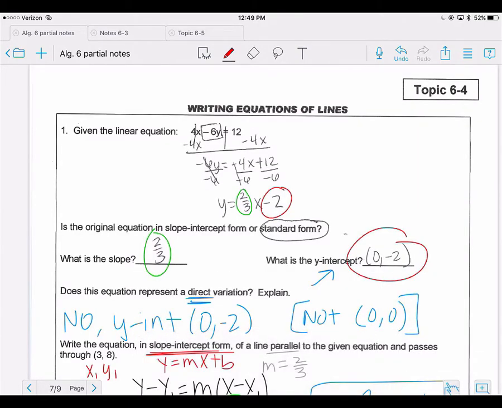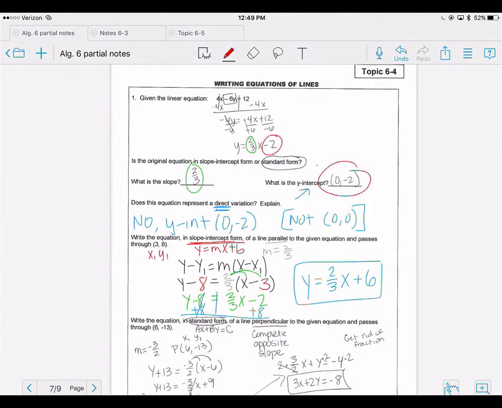That is all of our notes for 6.4. So make sure you remember that parallel has the same slope, perpendicular has an opposite slope, slope-intercept is y equals mx plus b, standard form is ax plus by equals c.